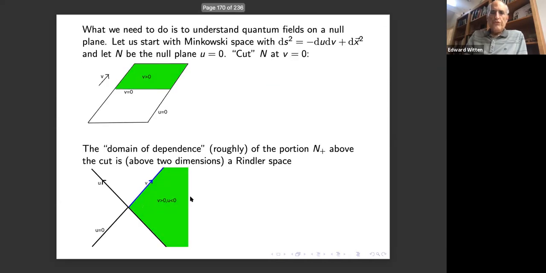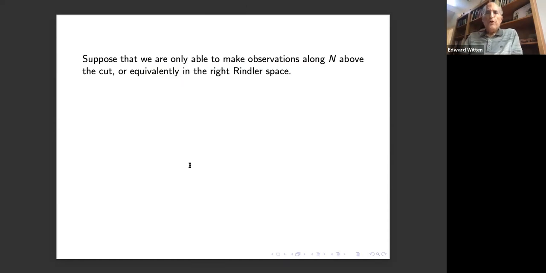So we already computed the density matrix of Rindler space, but we can think of it as the density matrix on a null surface above the cut at v equals zero, because measurements and physics in this region can be traced back to initial data on the null surface. A future-going path in here would have to cross this surface, but above two dimensions, a null path will do so also, unless it's precisely going parallel, which would be a set of measure zero. So suppose we're only making observations above the cut.